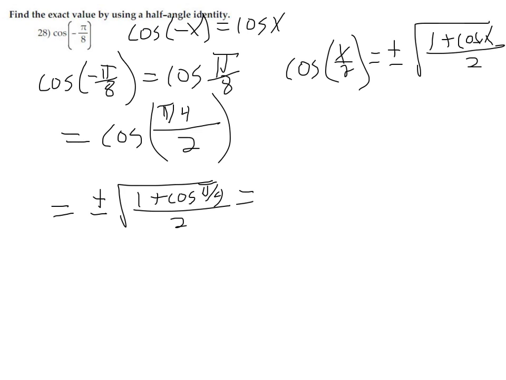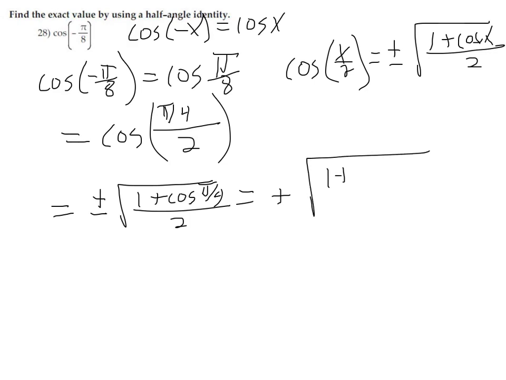Let's take a quick look at the plus minus this time. So plus or minus, well, negative pi eighths is in quadrant 4. Cosine is positive in quadrant 4. So we're going to get the positive answer. If we deal with the odd and even and get this to be cosine of positive pi eighths, now it's in quadrant 1. Cosine's positive in quadrant 1 as well. So cosine's positive in quadrant 4 or quadrant 1. So either way, we end up that this is positive.